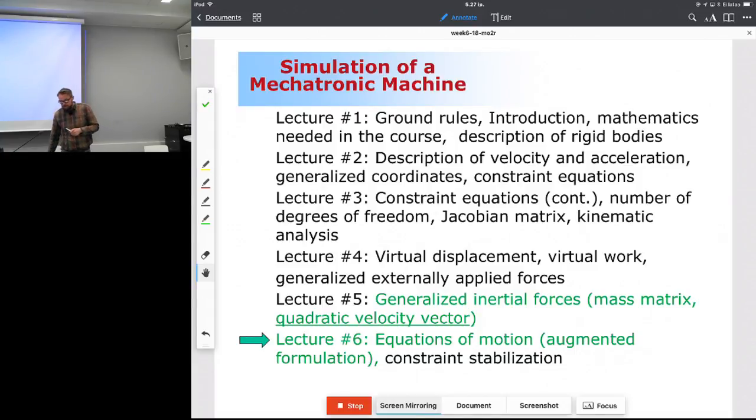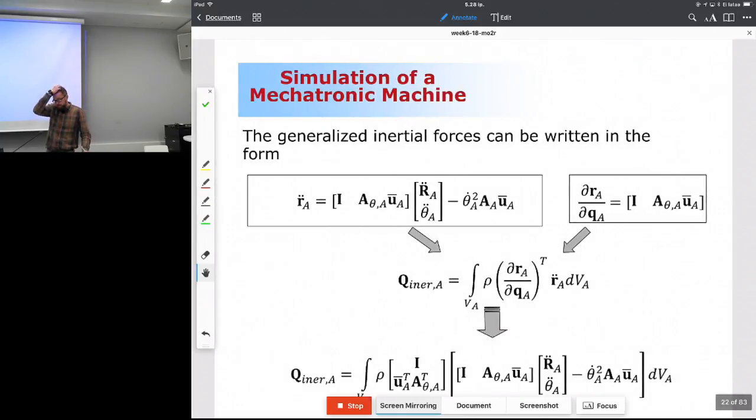But the next lecture on Monday will be mostly devoted to this summary and recap. And maybe a little bit of something about the equation of motion, so we can make an example of how to solve the system based on the augmented formulation. That's something I will explain next week. I will get started on that today, right after this quadratic velocity vector. But without further ado, let's summarize what we did in the previous lecture before the break.